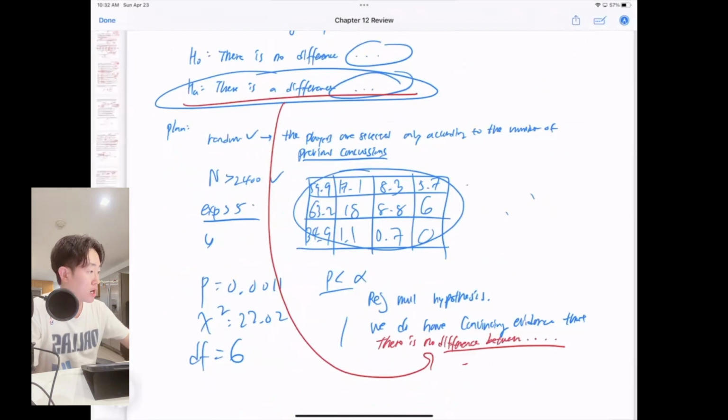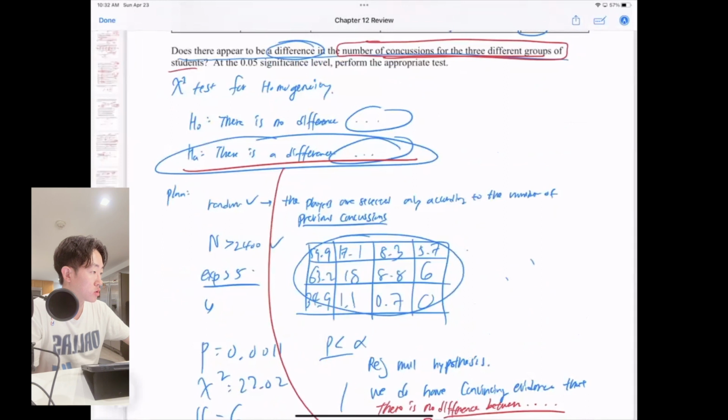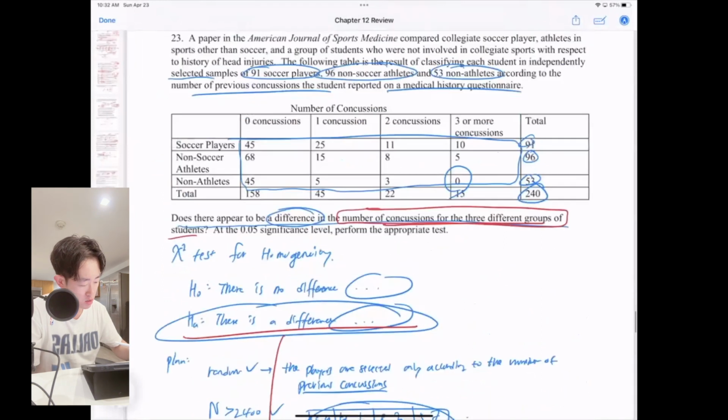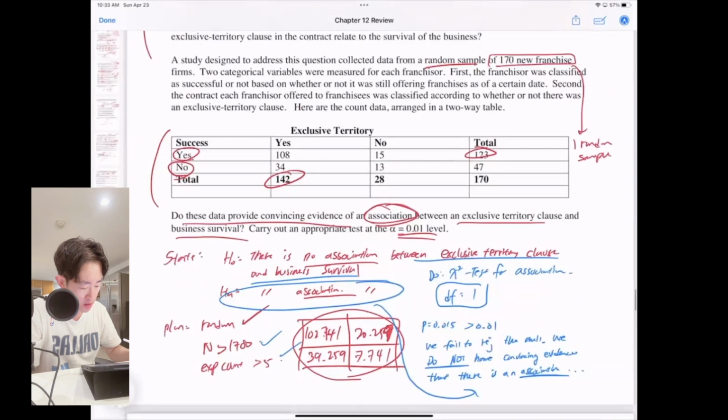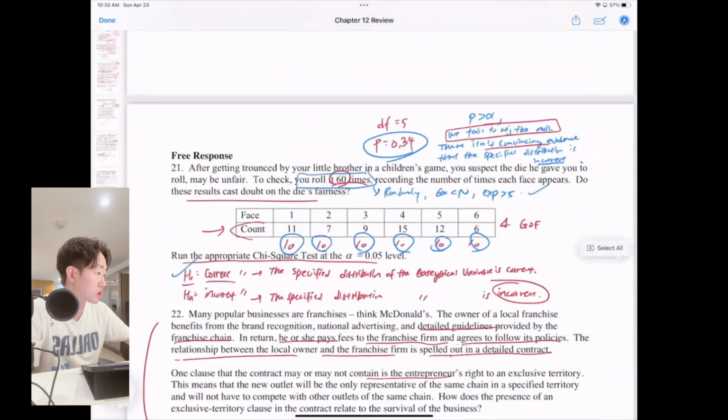Okay, so just checking over the answers here real quick. We have 22, which also had a p-value of 0.015. So yeah, we did everything correctly there. And then for 21, with the goodness of fit test, we have that we failed to reject the null. There we go. And the p-value is 0.34.